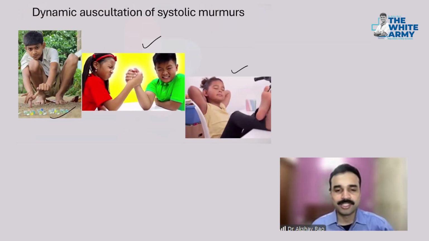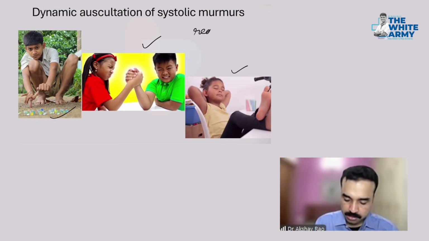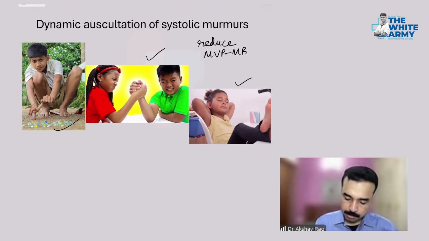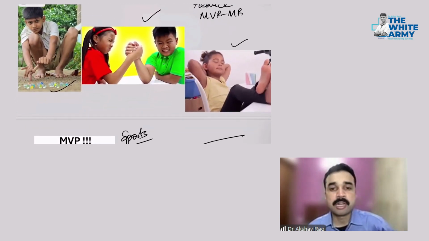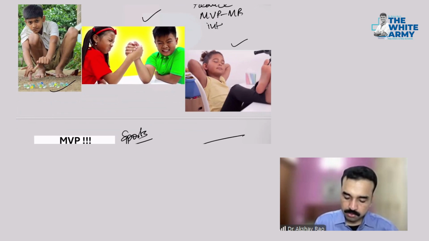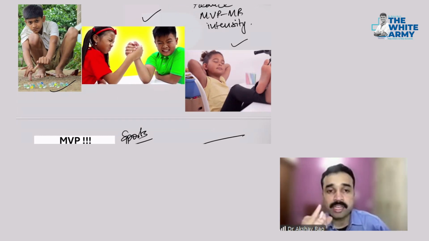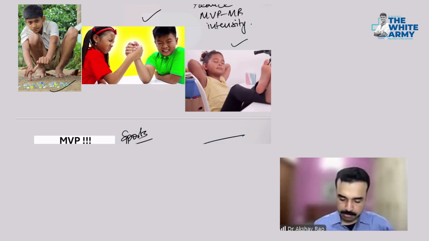Okay. So obviously, this story is not a good message to kids, but it's just an attempt for you to be able to remember that these are the maneuvers with which the MVP murmur will reduce. So these maneuvers will reduce the intensity of the MR murmur associated with MVP. So what dynamic auscultation maneuvers will reduce the intensity of the MVP associated MR murmur? Squatting, leg raising, and hand grip. With these, there is a reduction in intensity of the murmur with MVP.